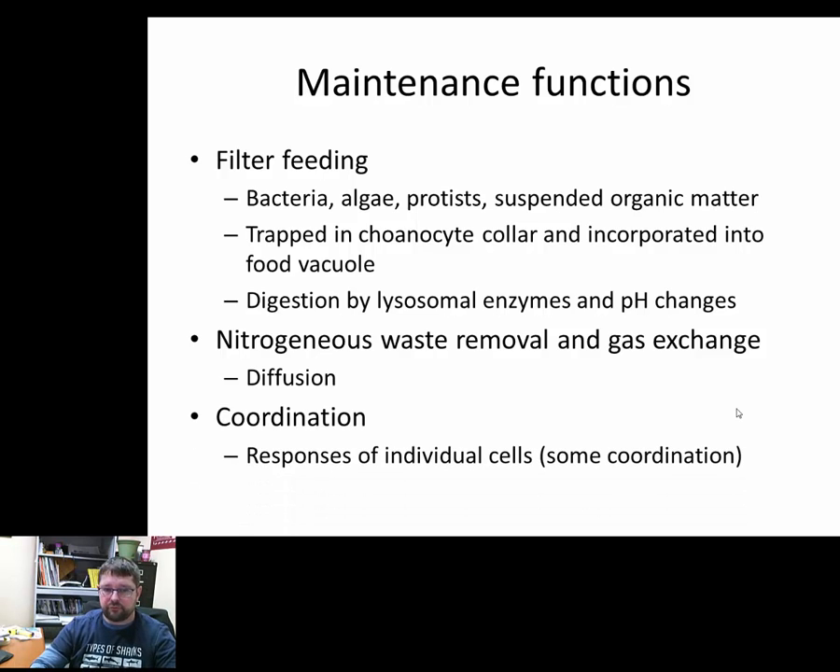Again, like I said before, there is some coordination. So it's moving from being single cells to a collaboration of multiple cells, even with some coordination. Not enough for it to be considered tissue, but on its way to evolving into tissue.